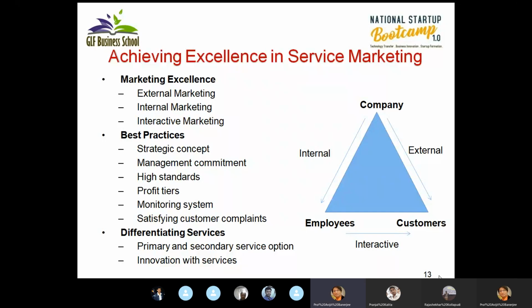In this figure, we intend to explain how the company, employees, and customers will interact with each other and build both external and internal competencies to create good value for the customers.